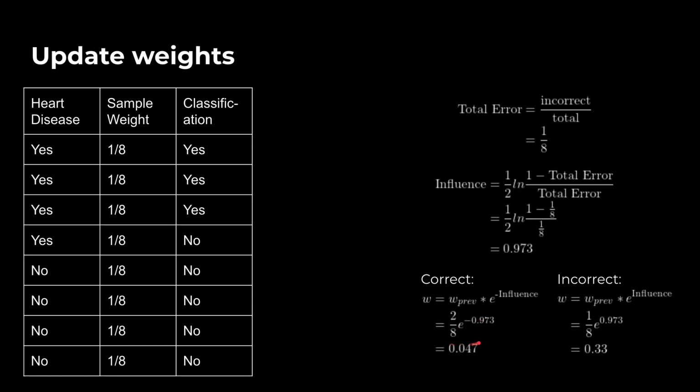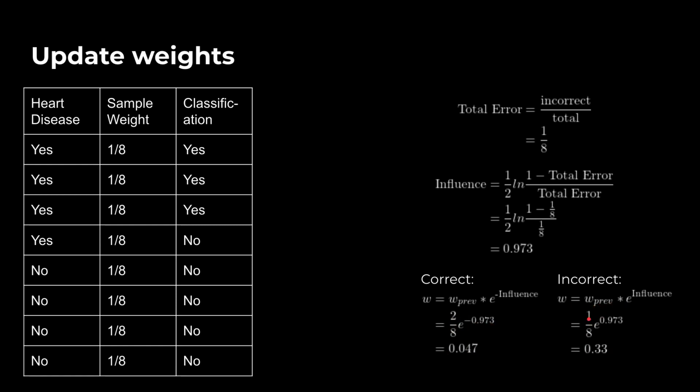Oh, I wrote this wrong, but the final answer is correct. In this case, it should be 1/8 times e to the negative 0.973, which is the influence here, and we get 0.047. And so you'll notice, again, this is incorrect. It should be 1/8, which is 0.125. And the new weight is 0.047. And so that is much smaller than the previous weight.